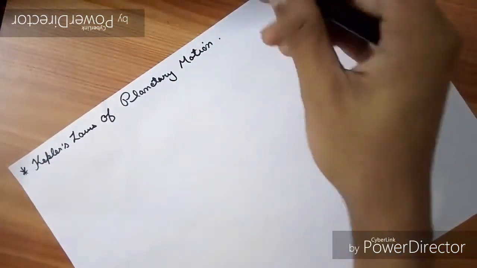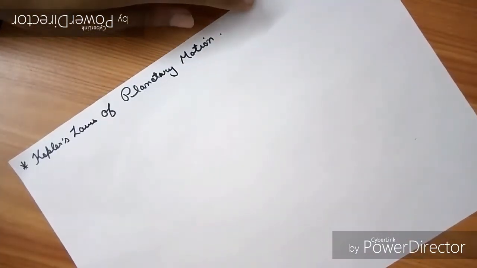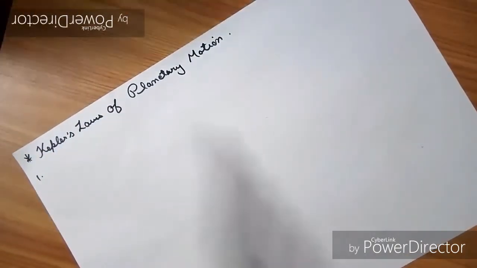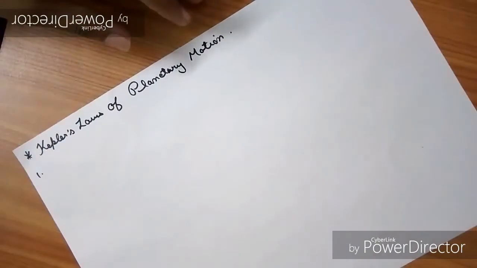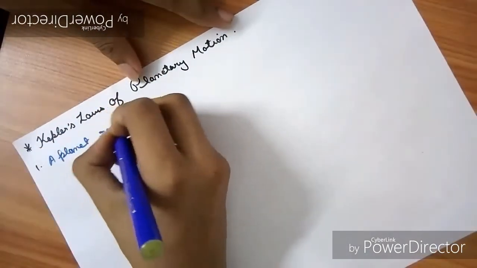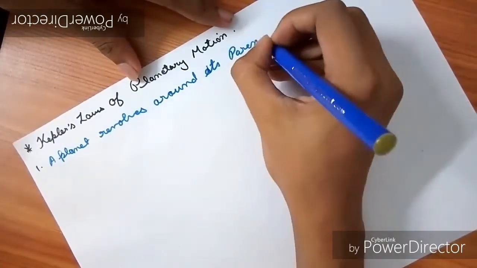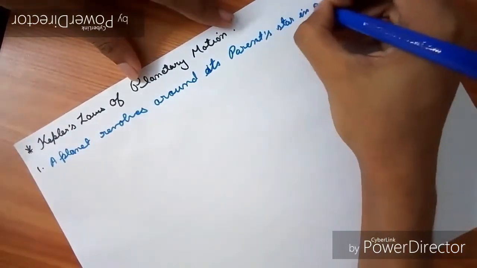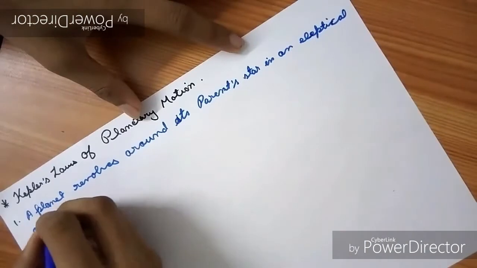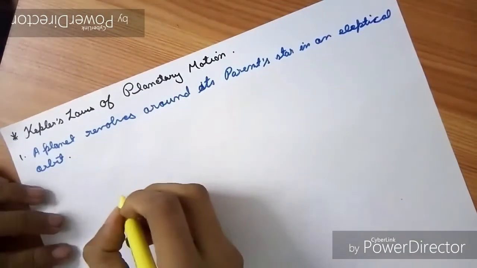Sorry, motion, not momentum. Kepler stated three laws for planetary motion, and the first one is: a planet revolves around its parent star in an elliptical orbit.